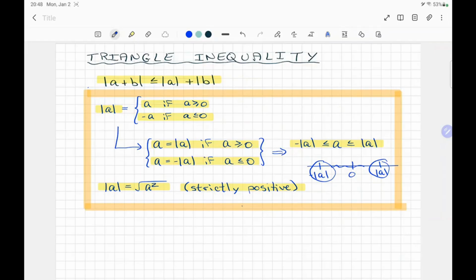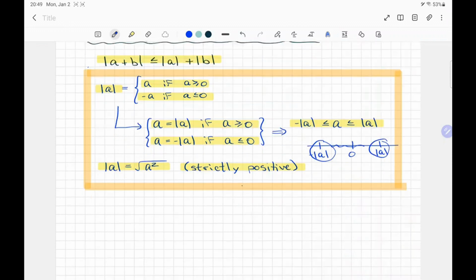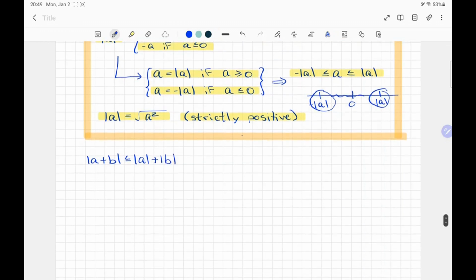Okay, so before we look at formal proofs of this inequality, and we will look at two different proofs, let's sniff around a bit and just convince ourselves that this inequality actually makes sense. We can do that by considering every possible combination of a and b that can actually occur. So here's the inequality again: absolute value of a plus b less than or equal to the absolute value of a plus the absolute value of b. And there are four combinations of a and b that can actually occur.